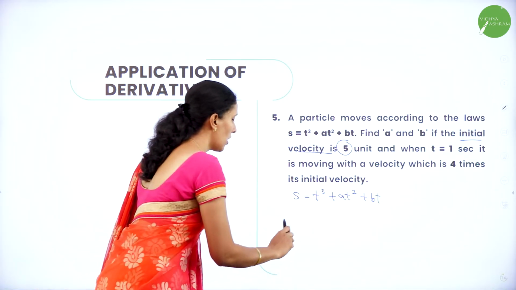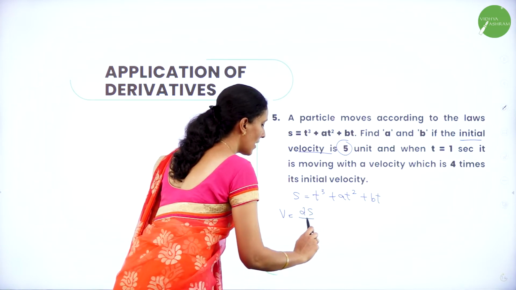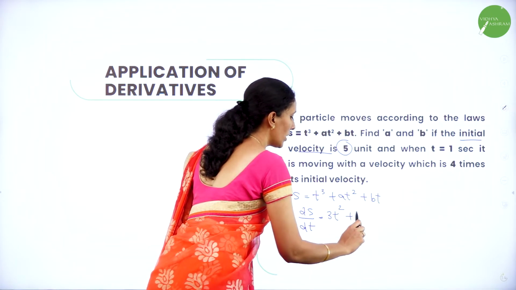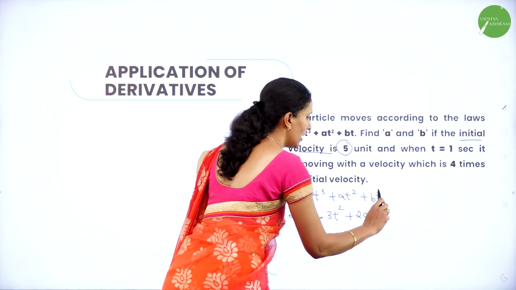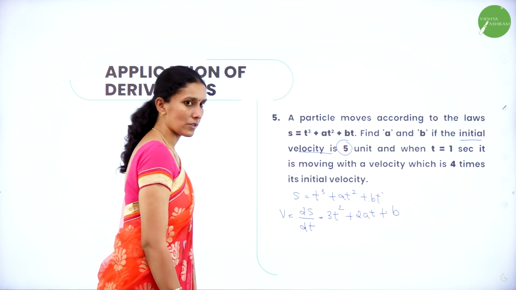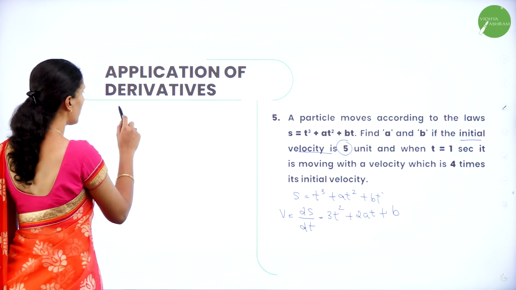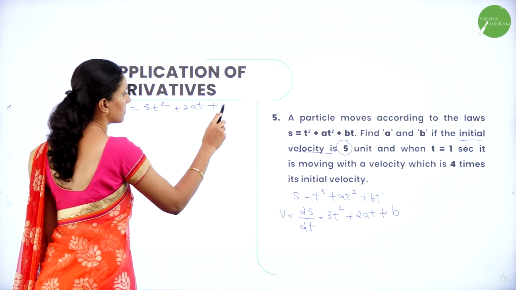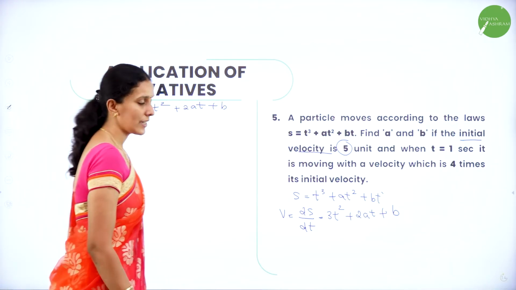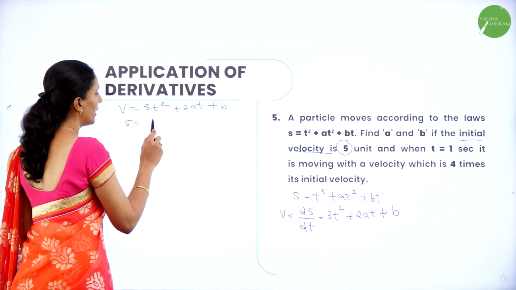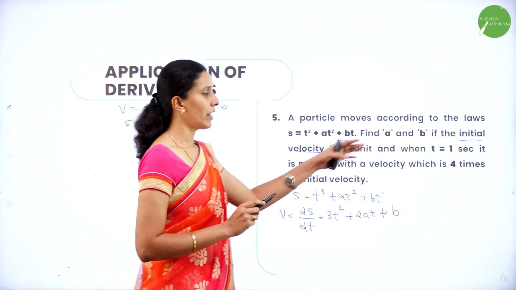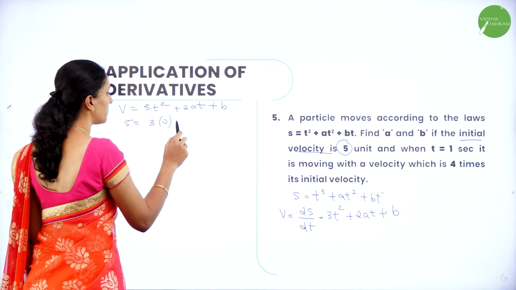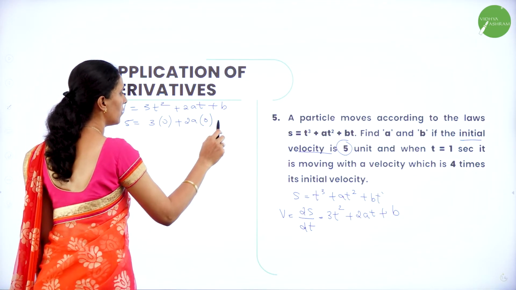Let's find the velocity. Velocity is nothing but the change in displacement, so we will differentiate it. This is 3t square. The derivative of t square is 2t. When you multiply with a, it is 2at. And the derivative of t is 1. So this is the velocity. Now, we have got v is equal to 3t square plus 2at plus b. In the first case, they have given the initial velocity is 5. Whenever you have an initial velocity, we take t is equal to 0. So this is 5 is equal to 0 plus 2a into 0 plus b.